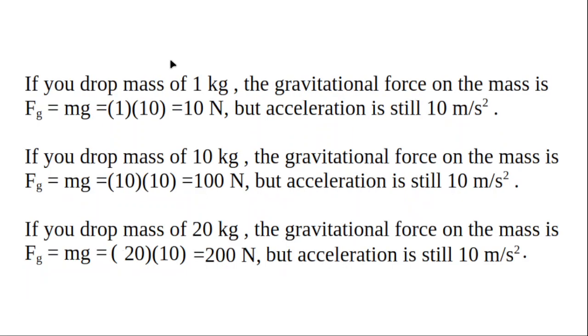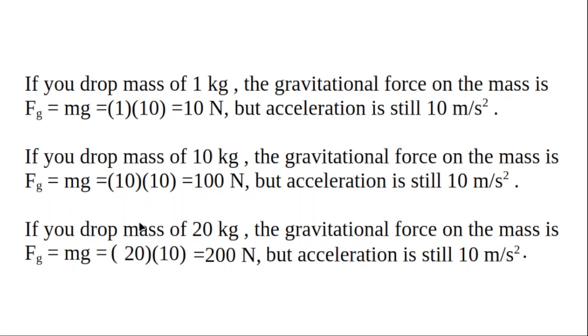If you drop a mass of 1 kg, the gravitation force on the mass is Fg equal to m into g, 10 newtons. But acceleration is still 10 meter per second square. If you drop a mass of 10 kg, Fg is equal to mg, 10 into 10, 100 newtons, but acceleration is still 10 meter per second square. If you drop a mass of 20 kg, Fg is equal to m into g, 20 into 10, 200 newtons, but acceleration is still 10 meter per second square.